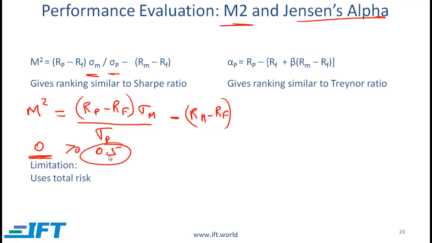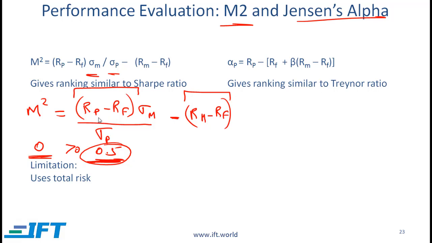Let's look at how he might get M squared greater than 0. One way of doing that would be to take the same risk as the market. So sigma p is equal to sigma m. So these two terms cancel out. But Rp is greater than the return on the market. If Rp is greater than the market, then this expression will be greater than the market risk premium, which will give us a M squared that is positive, which shows that the manager is adding value. So this number has meaning. If the number is negative, that means the manager is performing worse than the market.